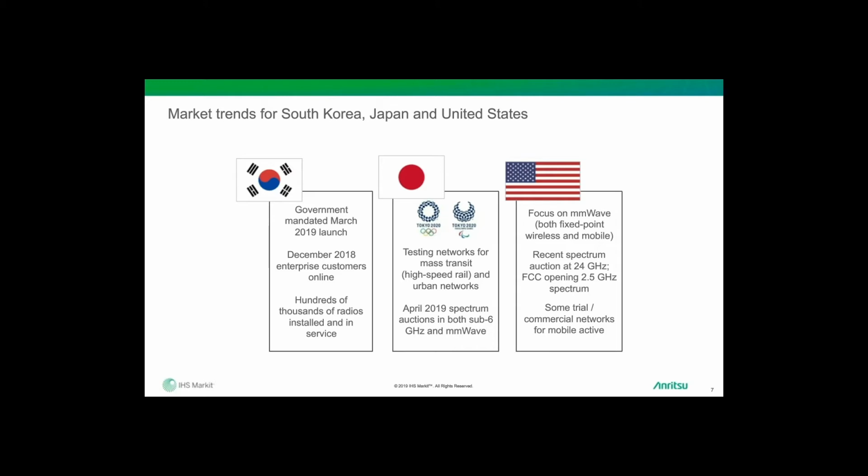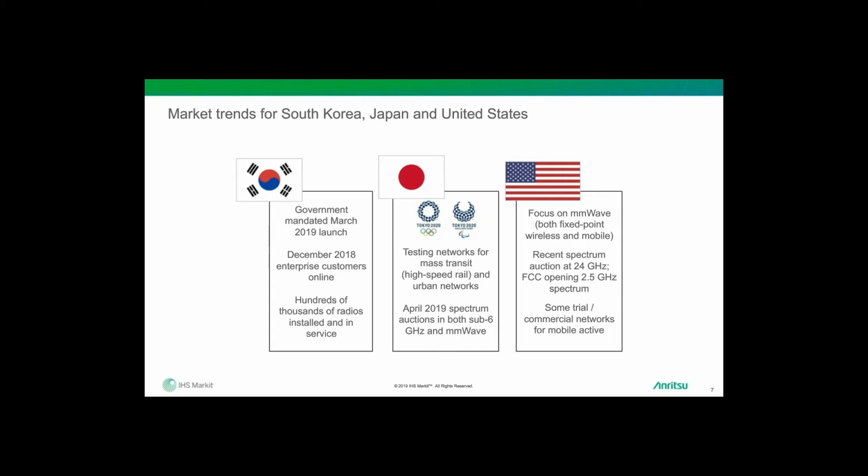In Japan, there's also been a big focus on putting out their networks in preparation for the Olympics and the Paralympic Games. We're seeing that they're focusing on the higher-density areas where you see mass transit, like the high-speed rail, or in urban areas like downtown Tokyo. They just finished their spectrum auctions in the sub-6 and millimeter wave.